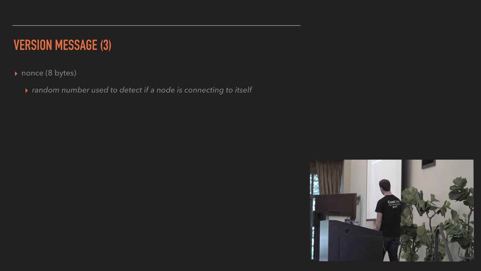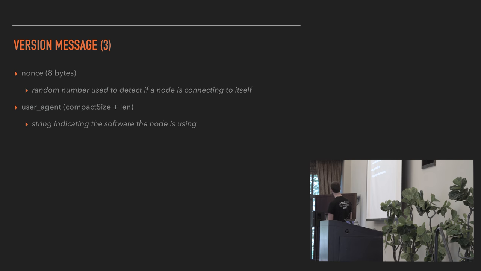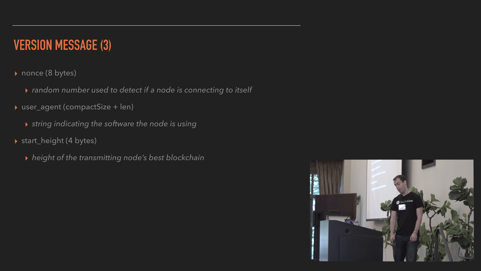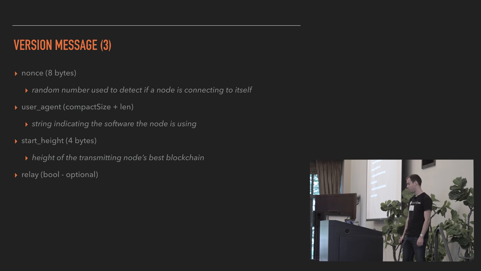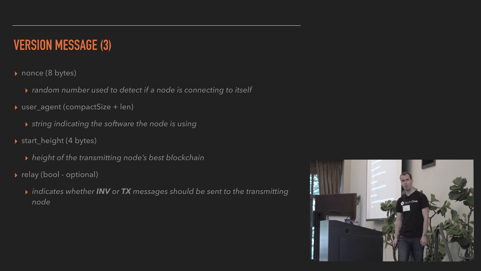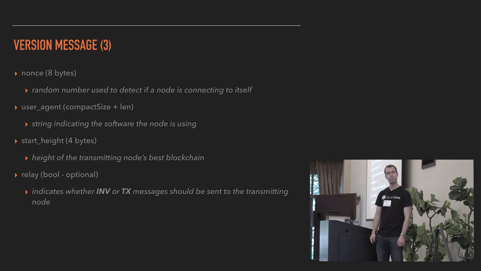Then there's a nonce. That's 8 bytes of randomness to ensure that a node isn't connecting to itself. There's a user agent, which for Bitcoin Core is Satoshi and then the version, because Bitcoin Core is the descendant of the Satoshi client. And then there's a start height, which is saying, this is the height of my tip. This is how far through the blockchain I've advanced. And then there's this bool, which is optional. And that's saying, send me invs or transactions. Any questions about that? So that's what we send out when we first connect to a peer.